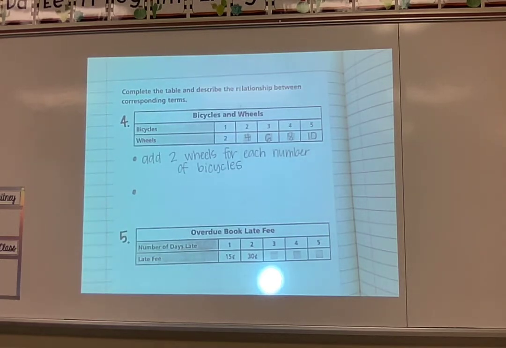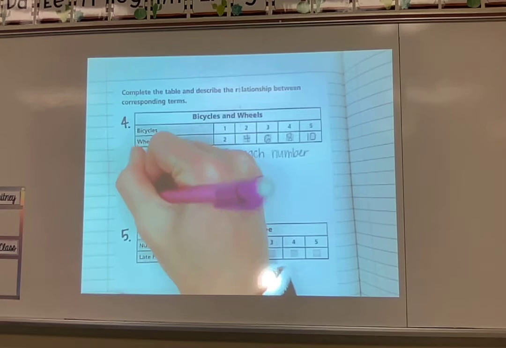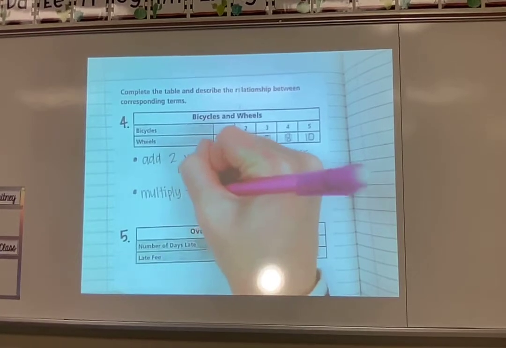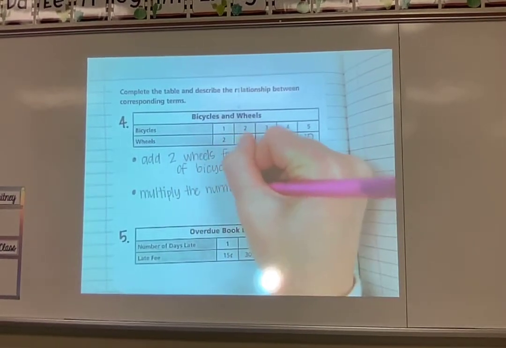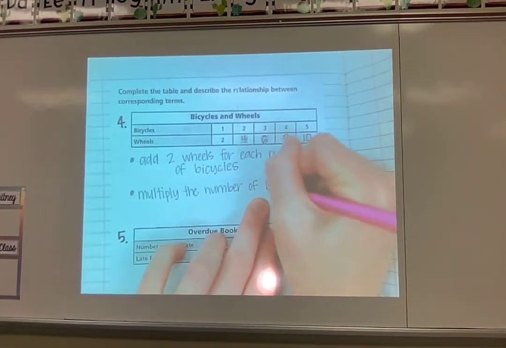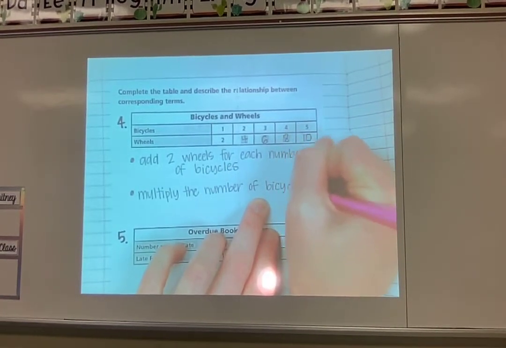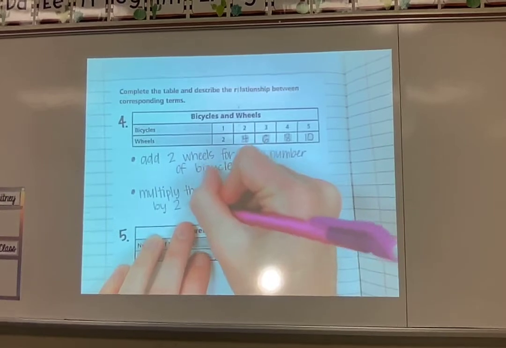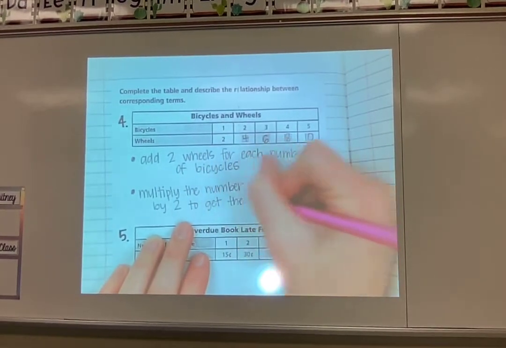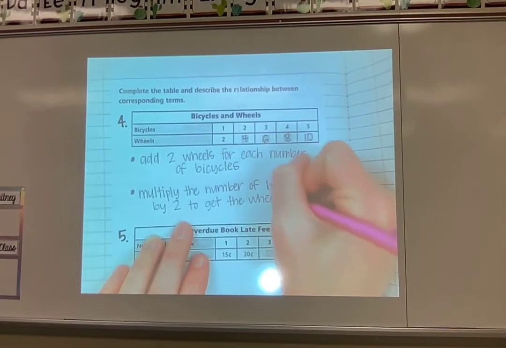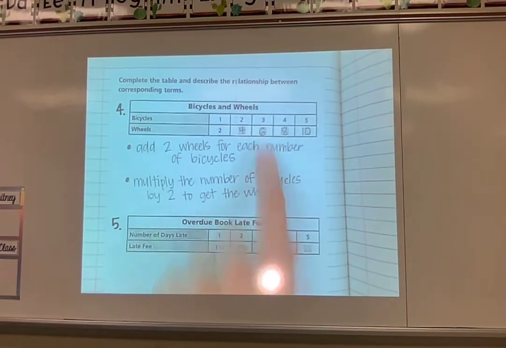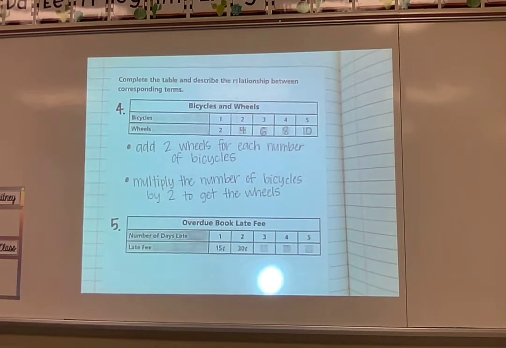Or I could explain it using multiplication, because I could multiply the number of bicycles by 2 to get the wheels. For instance, if I look back up at my chart, if I had 3 bicycles, I would take 3 times 2, and that gives me 6 wheels. So I can explain this pattern using either addition or multiplication.